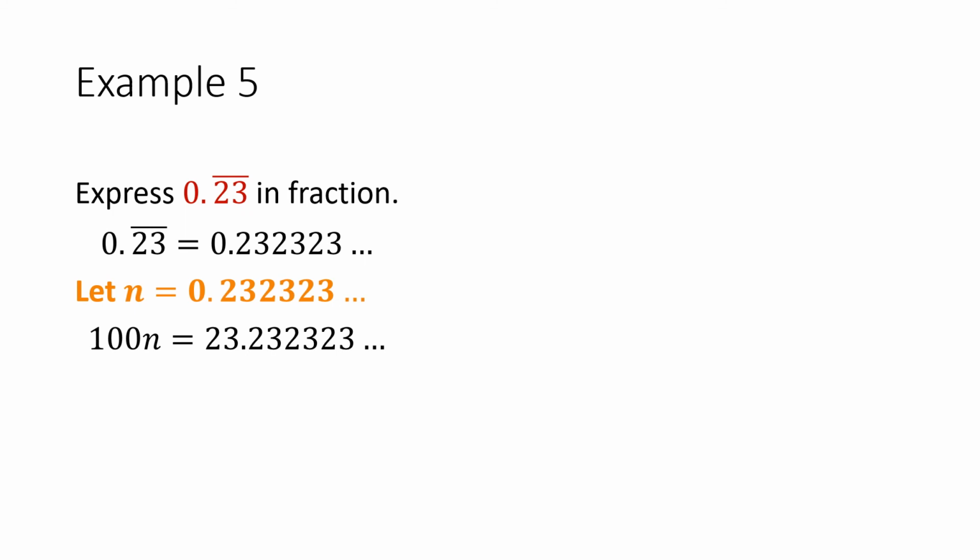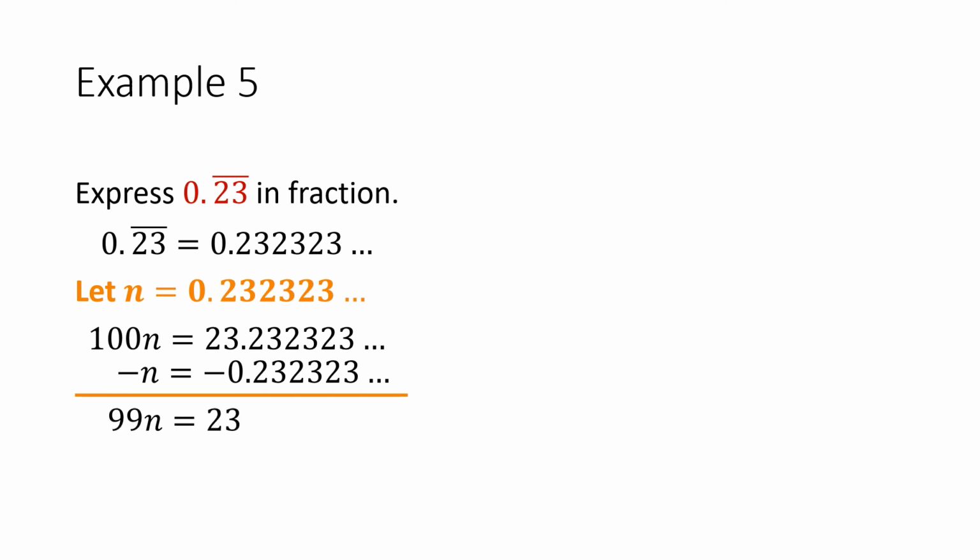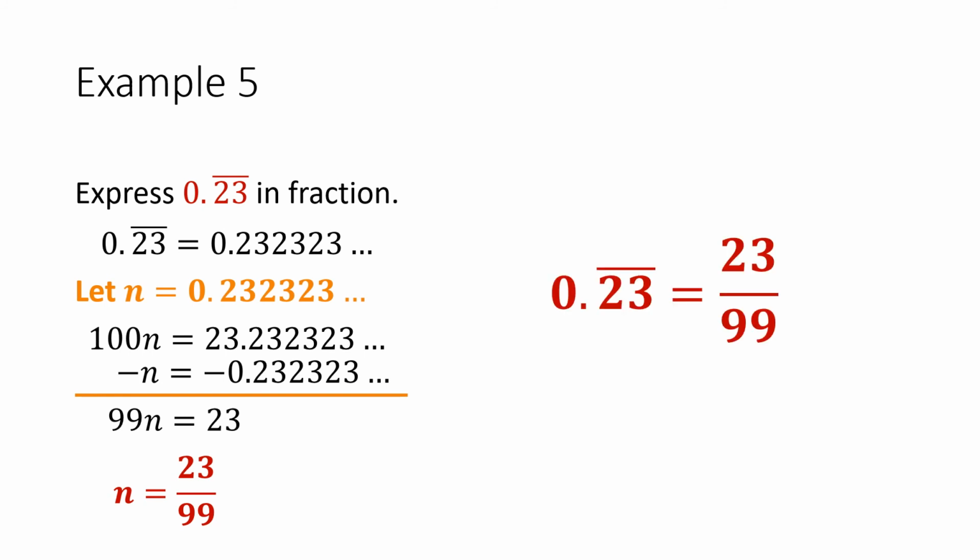Now you multiply by 100 because it's in hundredths. So you have now 100n is equal to 23.232323. Now, deducting n, we want to deduct the continuous decimal. So what we'll have as a difference would be 99n is equal to 23. Now, the fraction form of 0.23 bar is 23 over 99. Therefore, this is now the final answer.